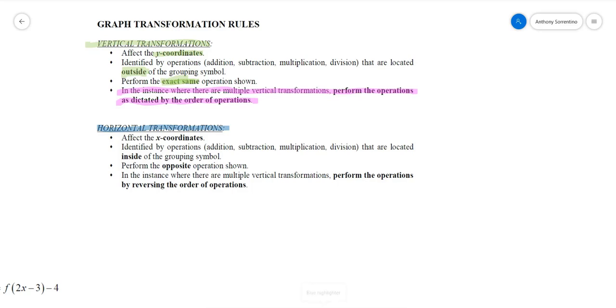Now, some of these are expected. They affect the x-coordinates. I would expect that. They're occurring inside the parenthesis. So I'm going to see these additions, subtractions, multiplications, and divisions inside the parenthesis. Now notice these transformations are operations. They're not going to be squares. They're not going to be square roots. That is part of the parent function. When I eventually get to other functions like exponentials and logarithms, those are part of the parent function.